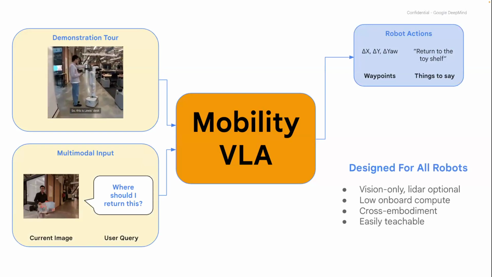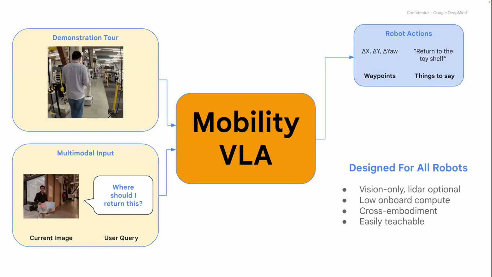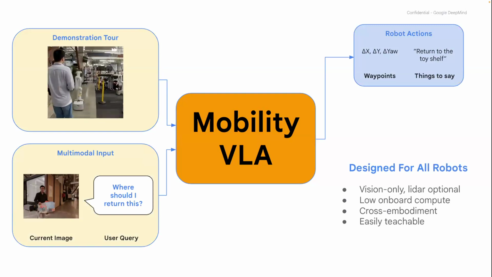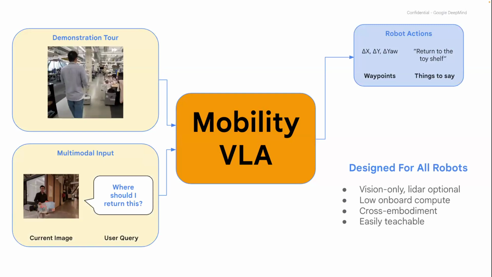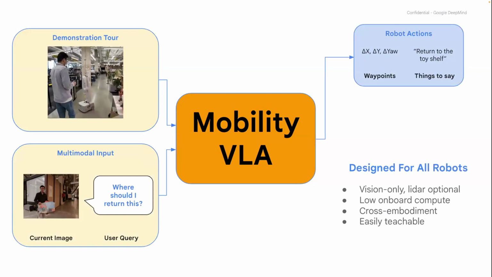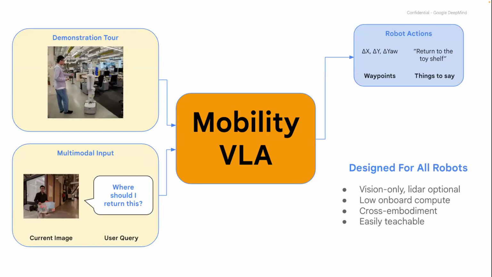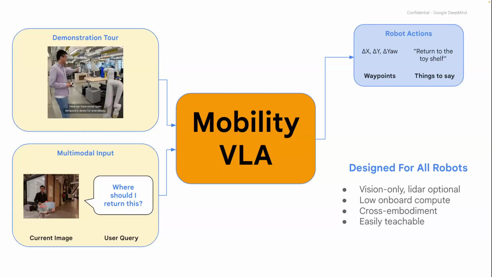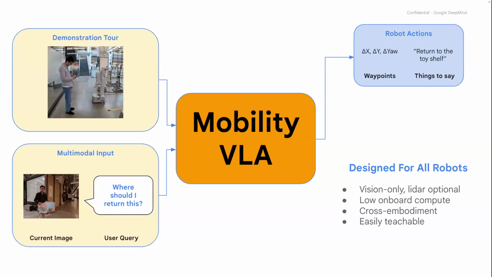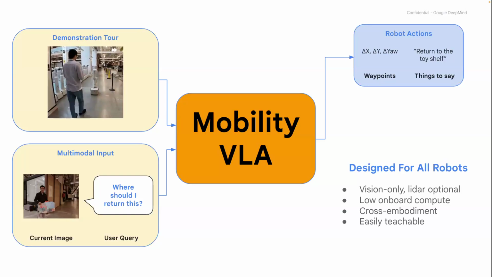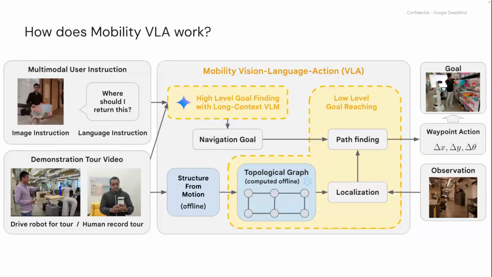This is a very, very simplified approach that doesn't require LiDAR. There's no pre-creation of a map. It is very low on compute, and it works across embodiments because at the time of navigation, it's just using whatever MPC approach or navigation policy you have on the robot.